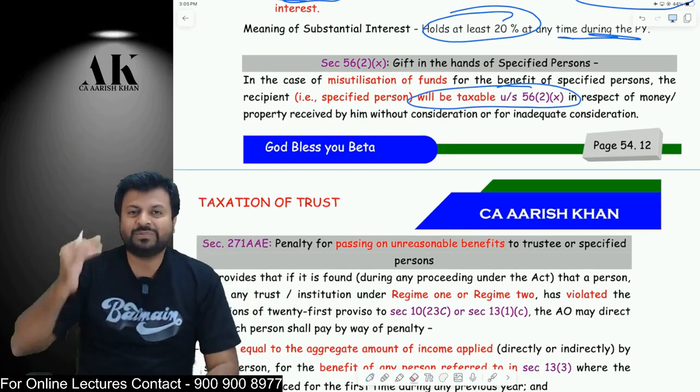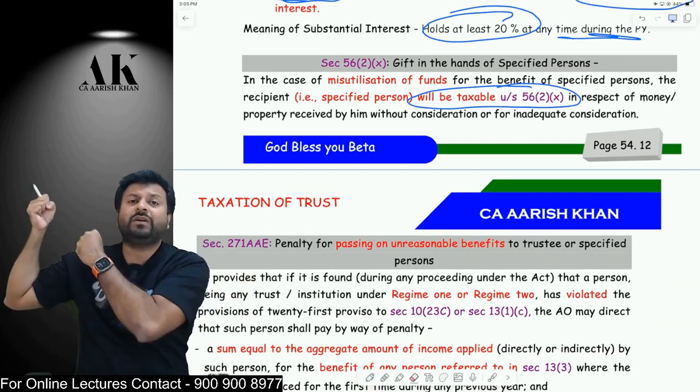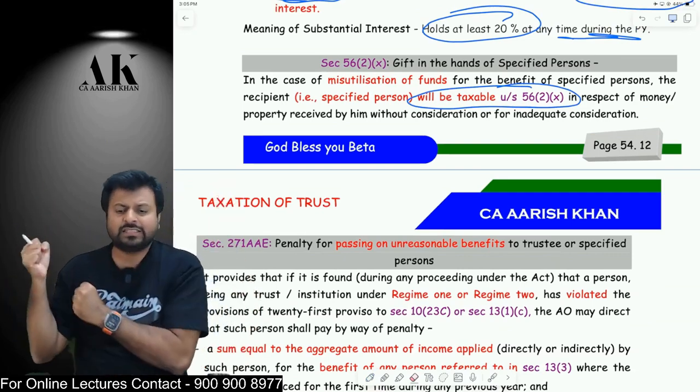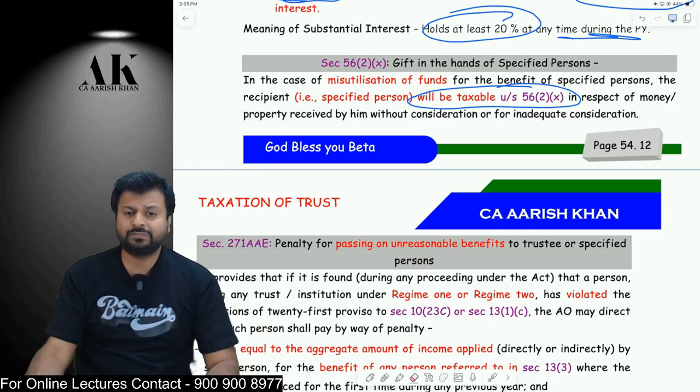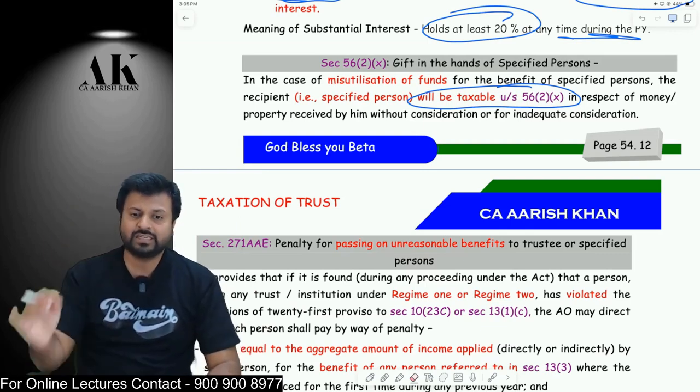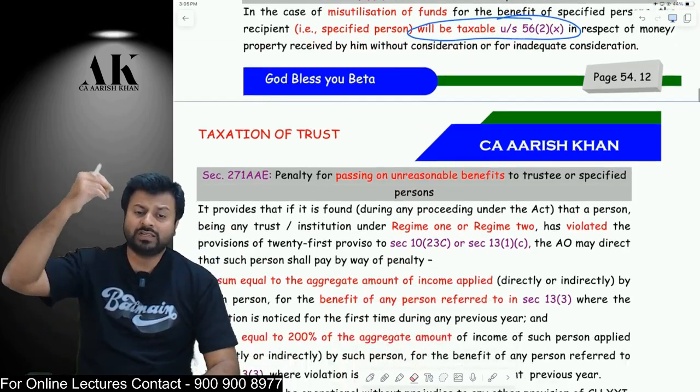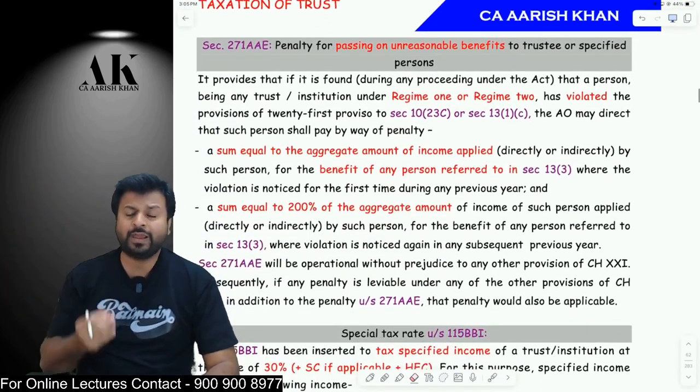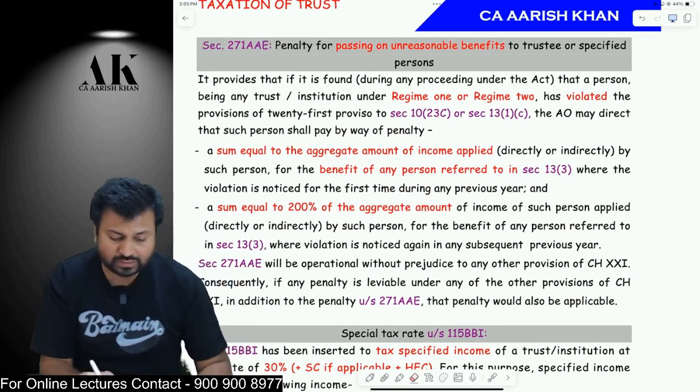Whatever benefit the specified person is receiving from the trust, the specified person will be liable for what? Gift taxation under section 56(2)(x). And what is the consequence that the trust has to bear? The trust has to bear a penalty under section 271AAE.